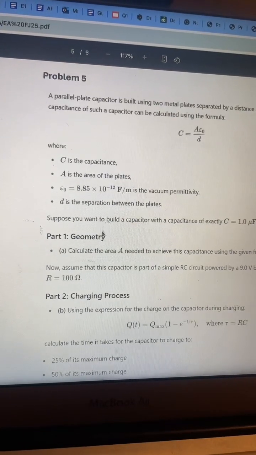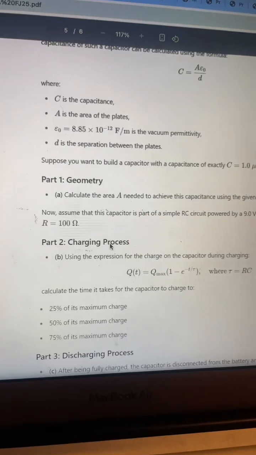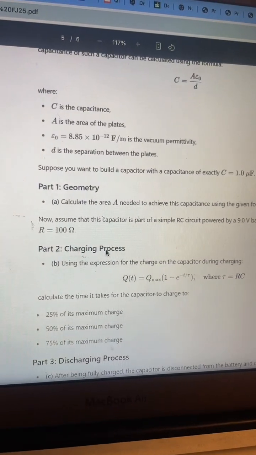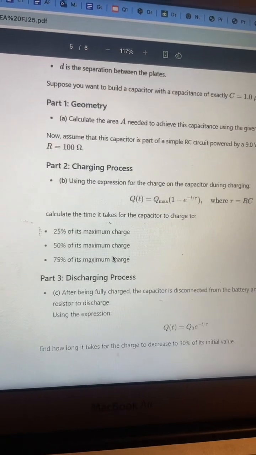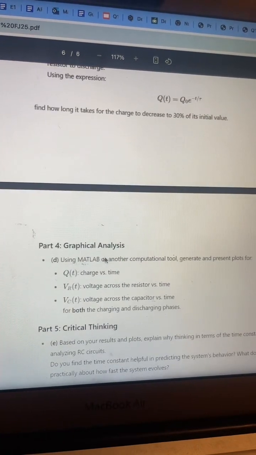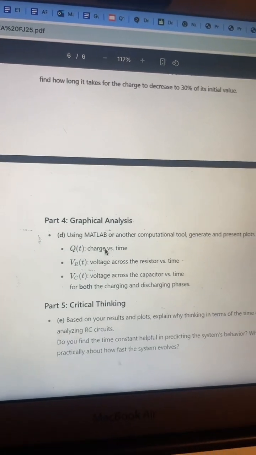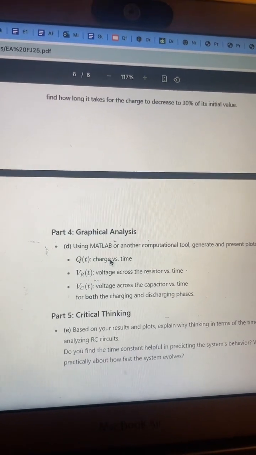In part 1 we have to calculate the area. In part 2 we are doing the charging process. In part 3 we are doing the discharging process. In part 4 we have to go to MATLAB, and part 5 is our critical thinking about this problem.